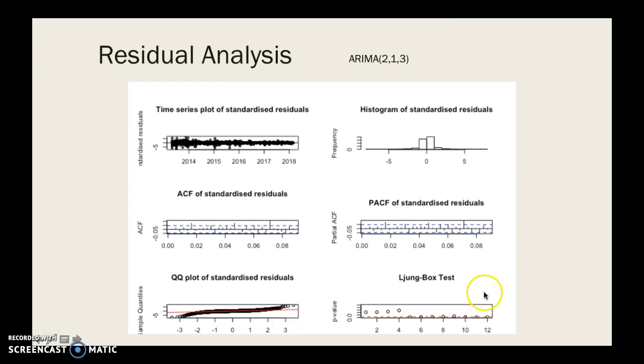But then looking at the Box test here, after the fifth value here, there are significant values in the p-value test. Because of that, we may lean towards the 416 model, but I will go ahead and look at both.